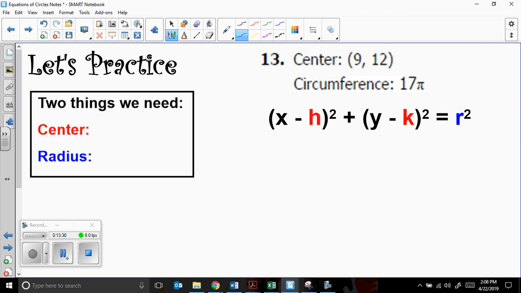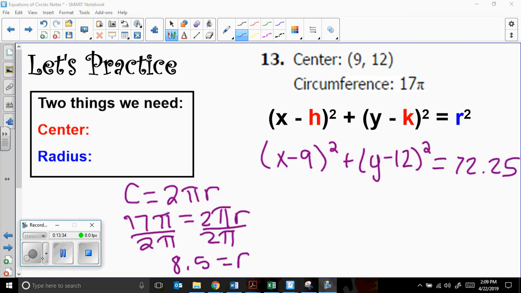All right, so you go ahead and pause the video and you try number 13. And so if you went ahead and solved this one, you did get that the radius was a decimal. That's fine, it's 8.5. And then you can go ahead and square it, and this would have been the equation that you got.